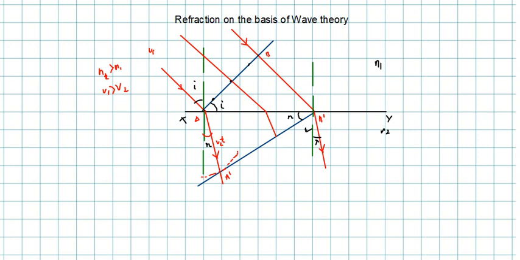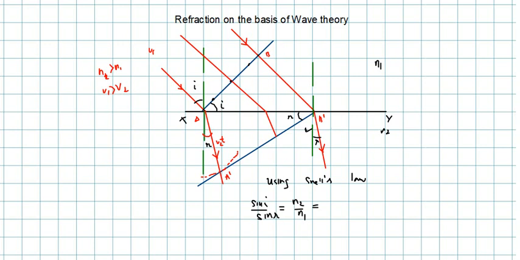Now if we use Snell's law, we can write sin I by sin R equal to, since the ray is going from rarer to denser, N2 by N1. This is Snell's law, right. So now what is sin I here? Sin I would be perpendicular by hypotenuse.